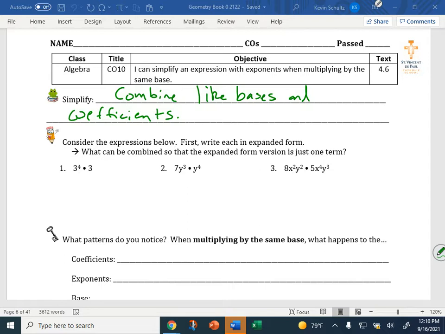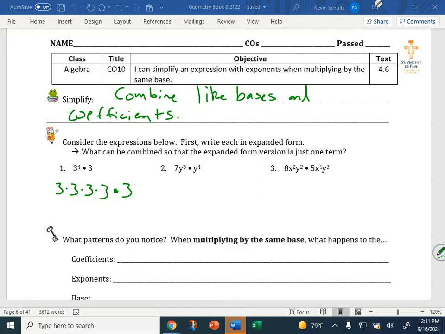So in this first example here, 3 to the 4th times 3. We want to simplify this. And the reason why we spend so much time on expanded form in PO9, and the reason why it's a power objective, is because all the rules that we're going to talk about can be explained using expanded form. Okay? 3 to the 4th times 3 says we're taking 3 to the 4th, which is 3 times 3 times 3 times 3, and multiplying that by that other 3.